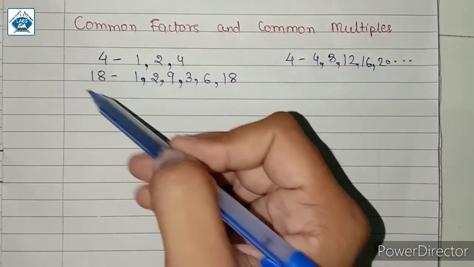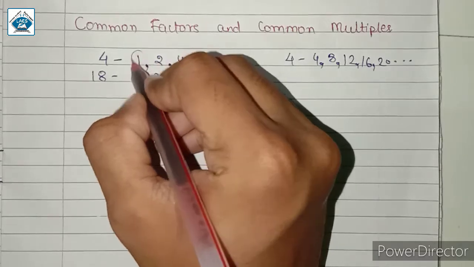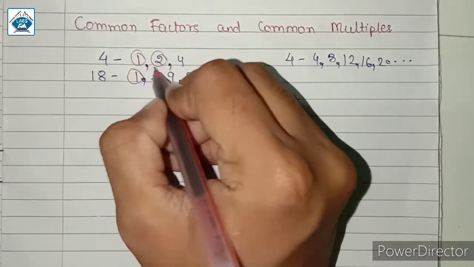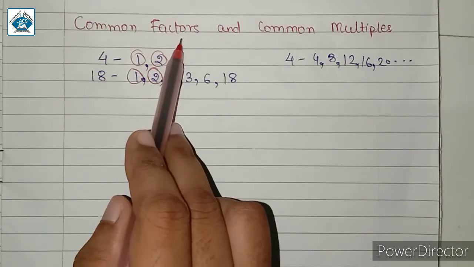Now, some numbers in the factors of 4 and 18 are common. What are those? 1 and 2. These two numbers are common. So we can say that the numbers 1 and 2 are common factors of 4 and 18. So that was the topic, common factors.